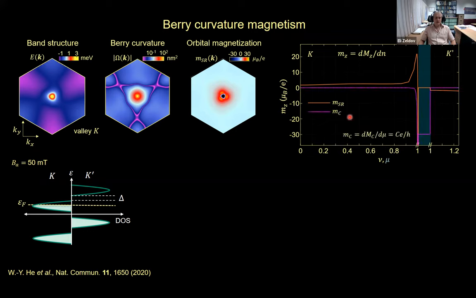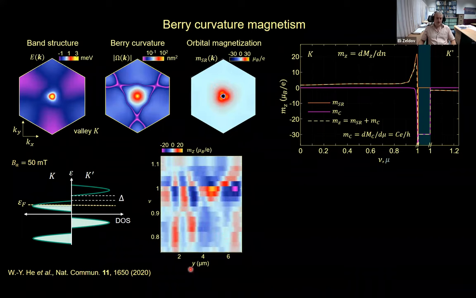The second part of the orbital magnetization is the Chern magnetization, which is essentially zero in the bands. And it has a maximum and negative sign in the gap. And in fact, in the gap, the Chern magnetization, the derivative of the magnetization with respect to the chemical potential, is just given by the Chern number. So the total magnetization should increase gradually, have a maximum at the top of the band, and then dive into the negative region in the gap, and so on. So this is what we expect from band structure calculation.